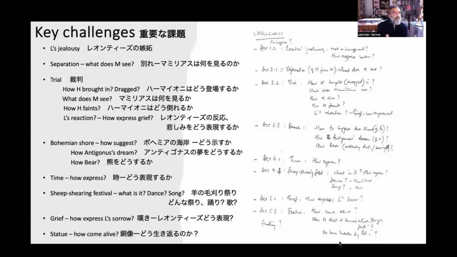How does Hermione faint at the news of Mamilius's death? Does she just drop down onto the floor? Does she stand immobile like a statue at the news? Then Leontes' expression, his reaction to this news. Does he freeze at the news of the death of his son, on top of everything else that's happening? Or how does he express his grief? Does he fall? Does he tear the whole palace down?